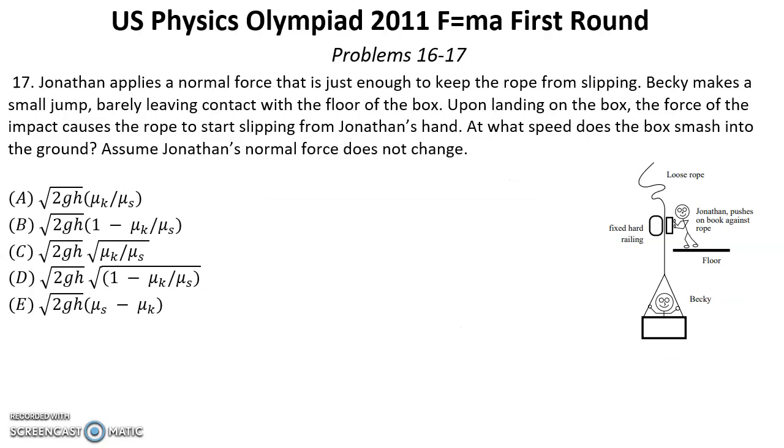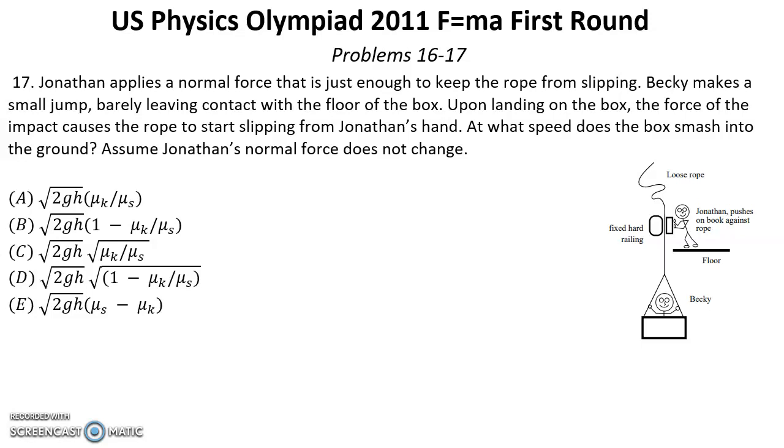Question 17. Jonathan applies a normal force that is just enough to keep the rope from slipping. Becky makes a small jump, barely leaving contact with the floor of the box. Upon landing on the box, the force of the impact causes the rope to start slipping from Jonathan's hand. At what speed does the box smash into the ground? Assume Jonathan's normal force does not change. Solution.